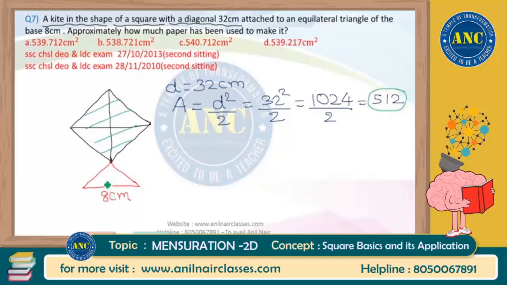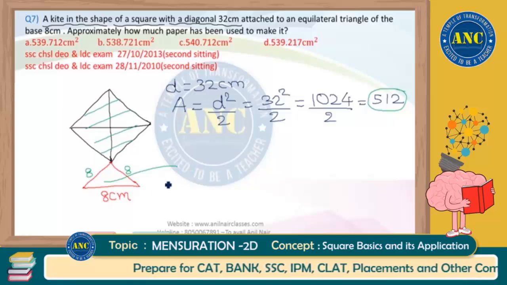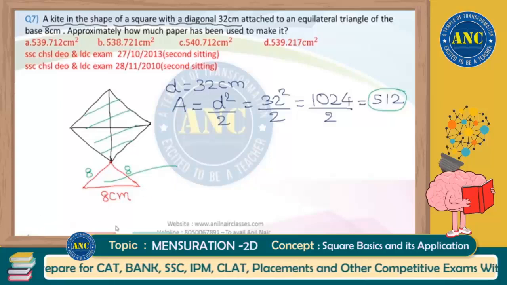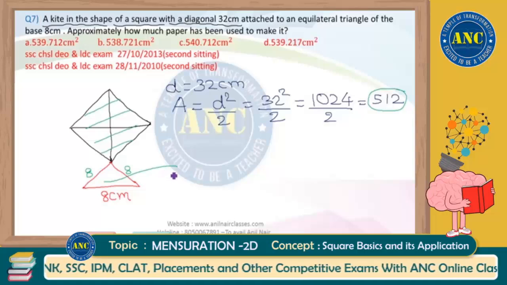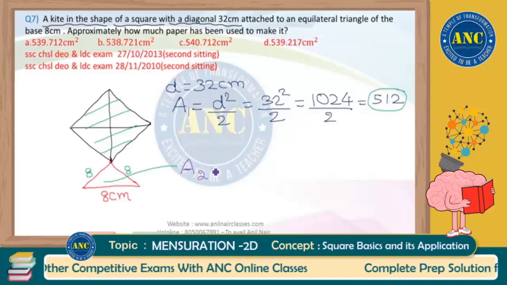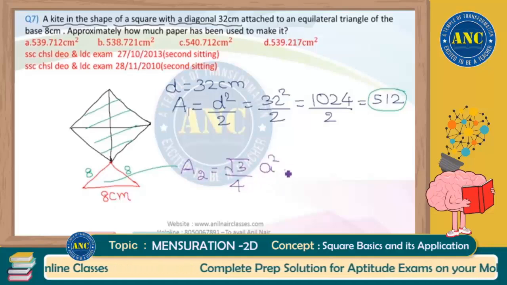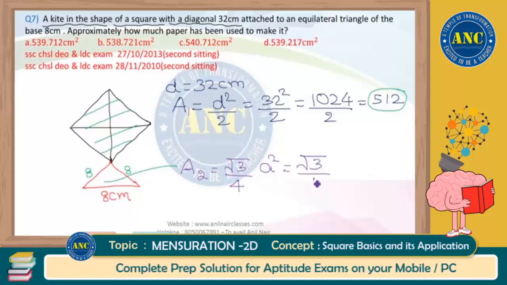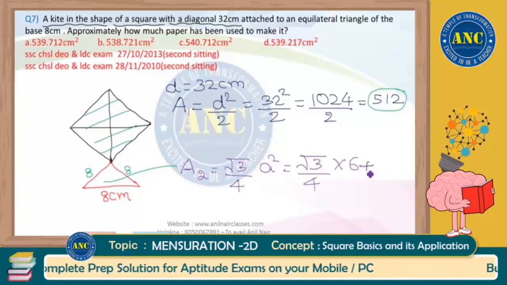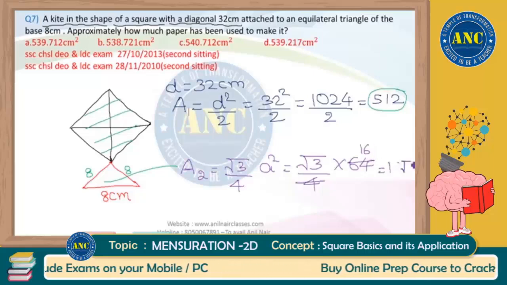Now, there is an equilateral triangle. All the three sides will be 8, right? All the three sides will be 8. Let me use a different color, a blue color, for example. Or purple color, for example. So all the three sides are same. Area of an equilateral triangle is root 3 by 4 into a squared. We have already solved questions. So this is root 3 by 4 into 8 squared, which is 64. 4 into 16. This is nothing but 16 root 3.